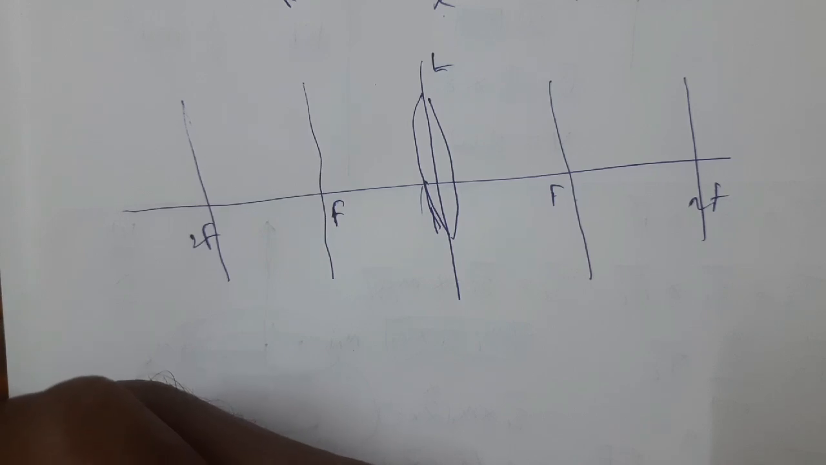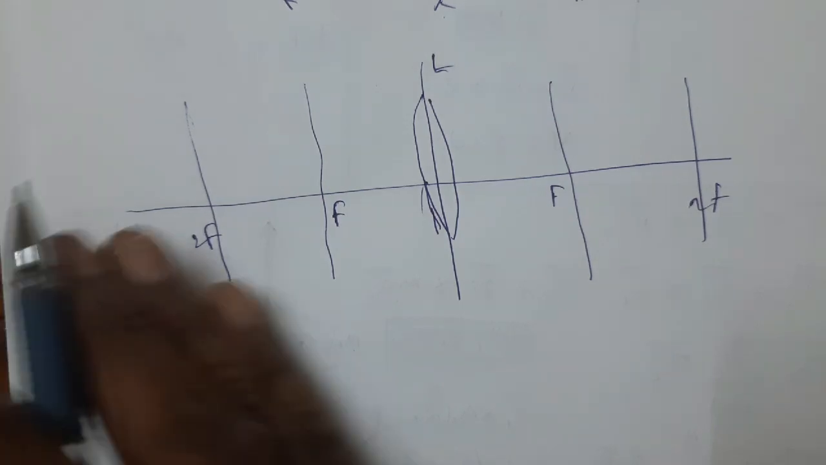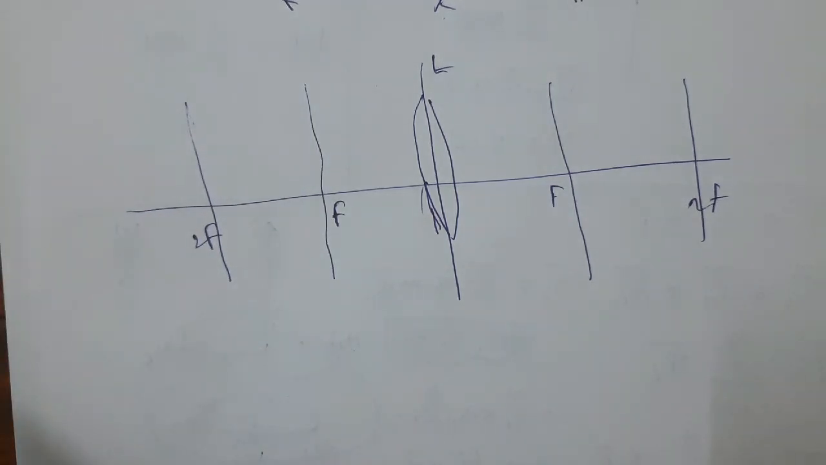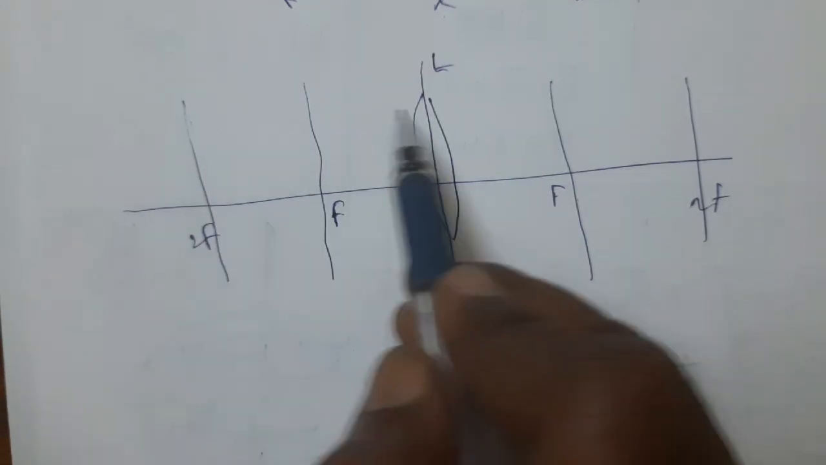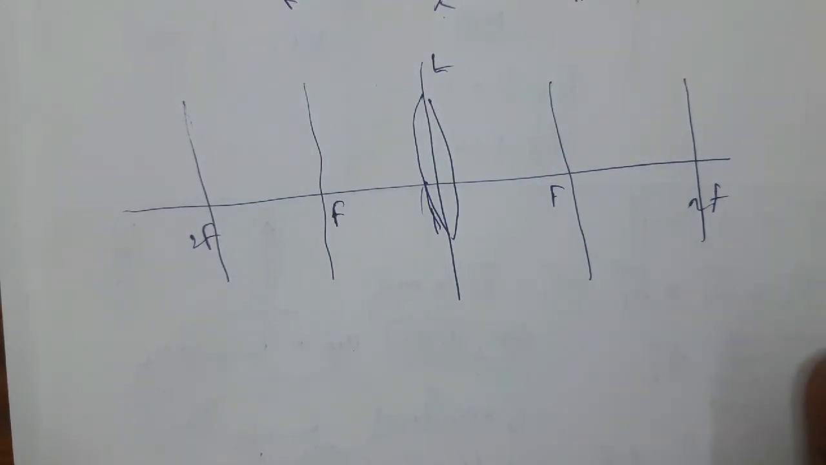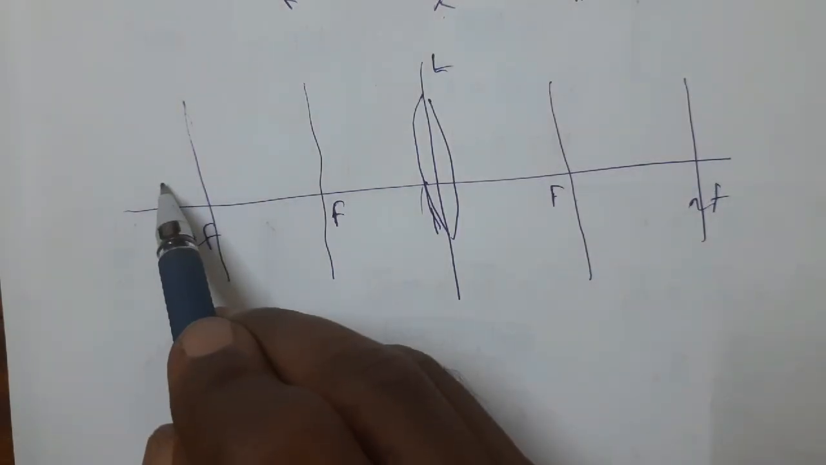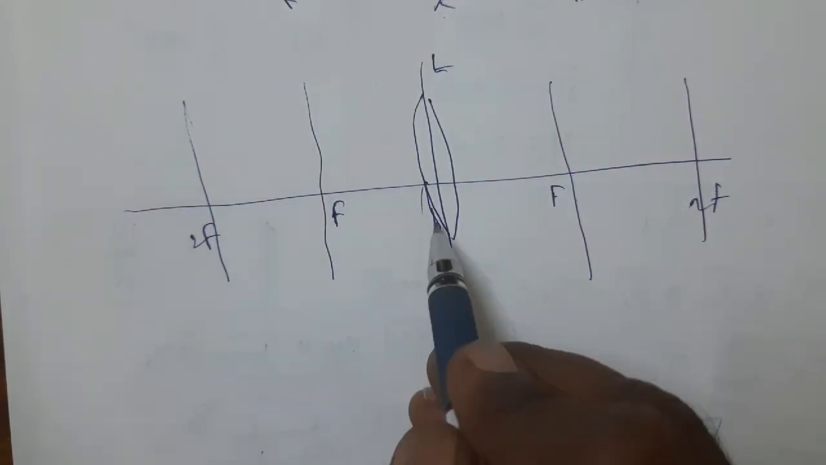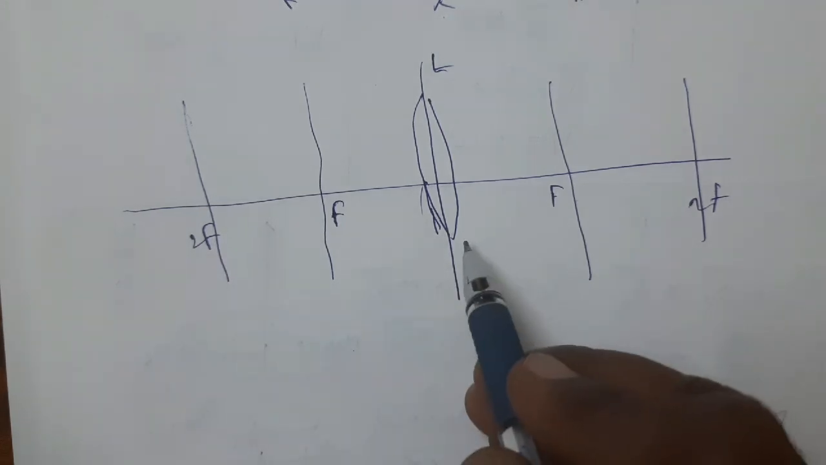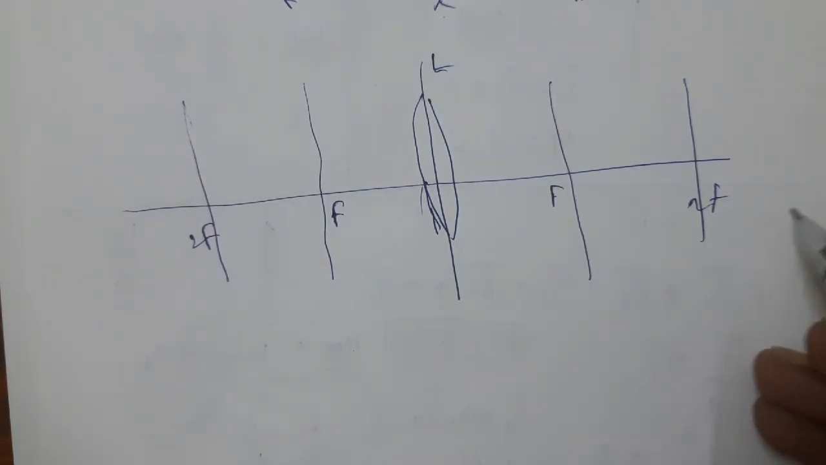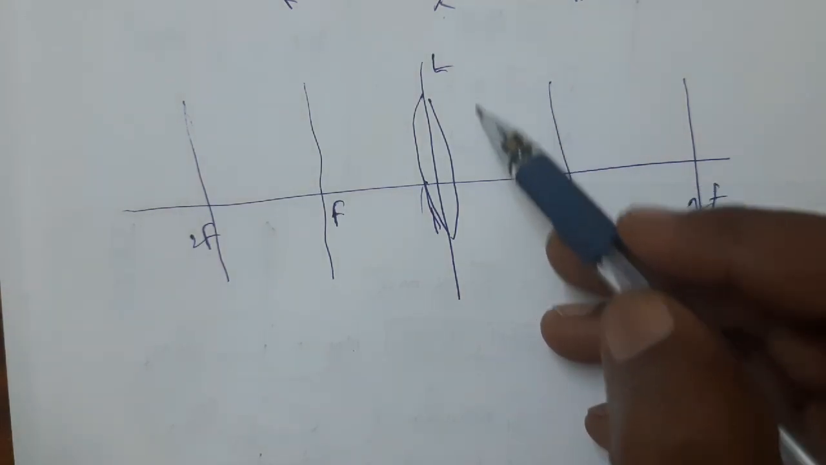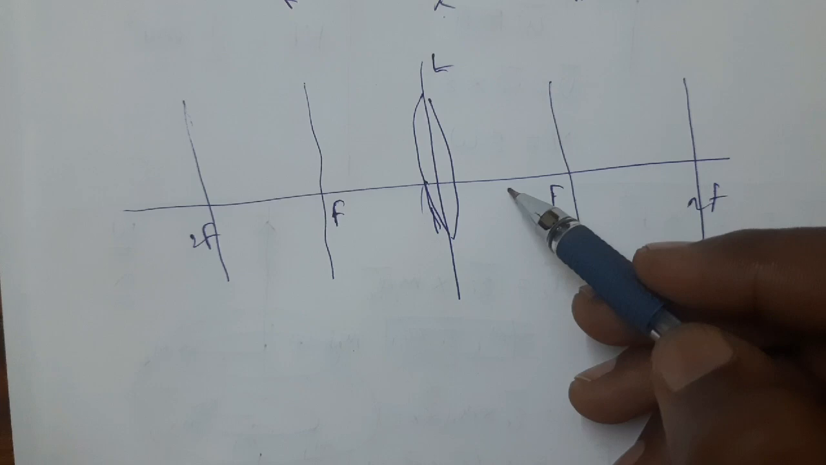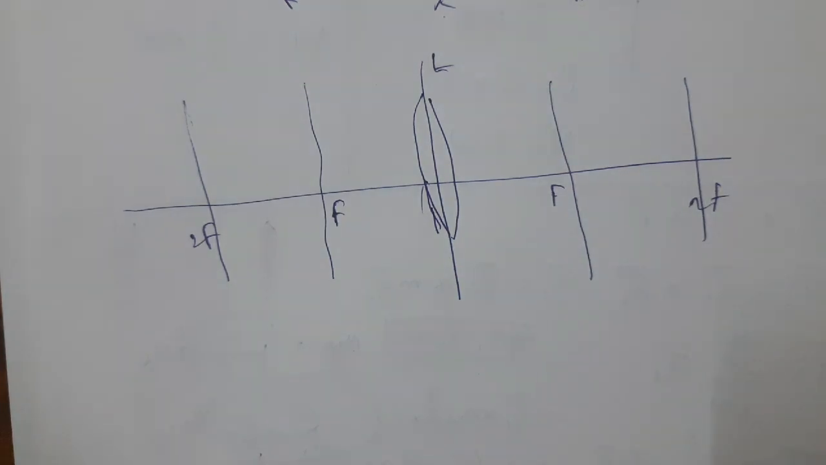According to the Cartesian sign convention, object is kept to the left of the lens and the incident ray should travel towards the lens parallel to the principal axis or inclined, whatever it may be. But typically we will have to keep the object to the left hand side. This side, these distances are assumed to be negative, these distances are assumed to be positive. The direction above the principal axis represents the positive direction, whereas the direction below the principal axis represents negative direction.